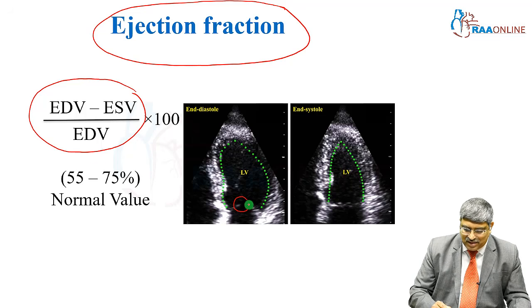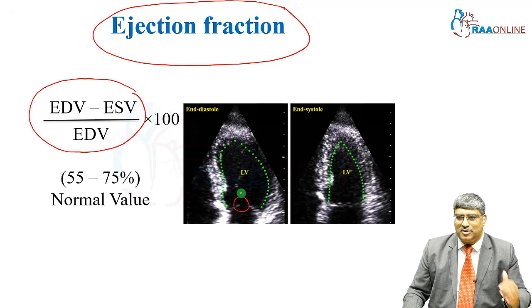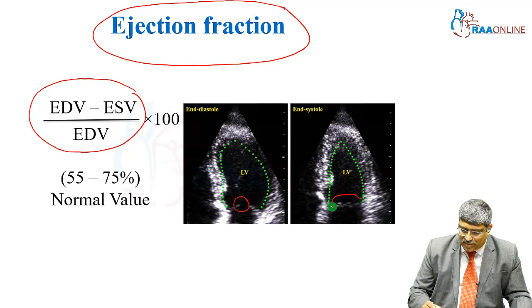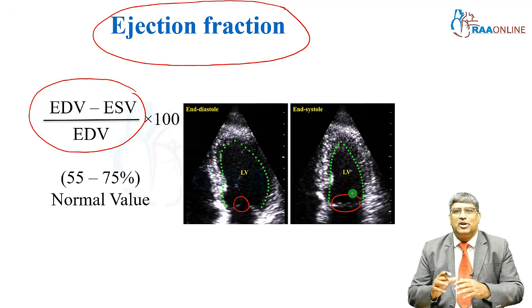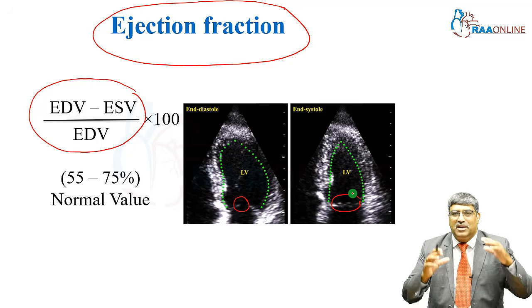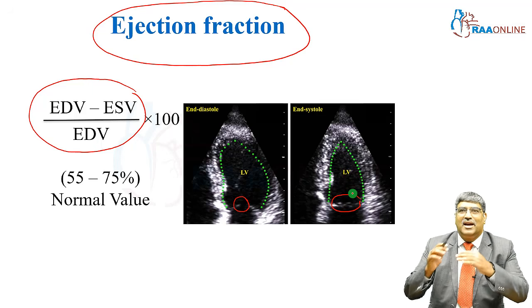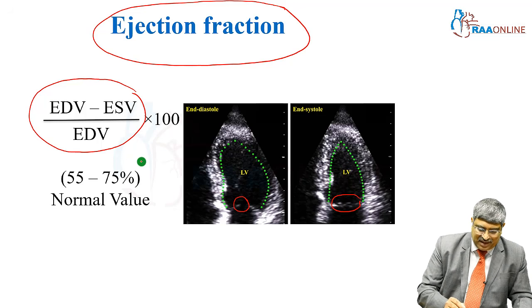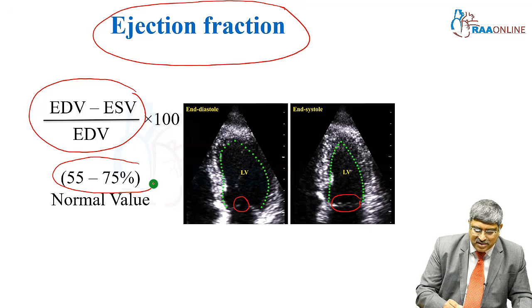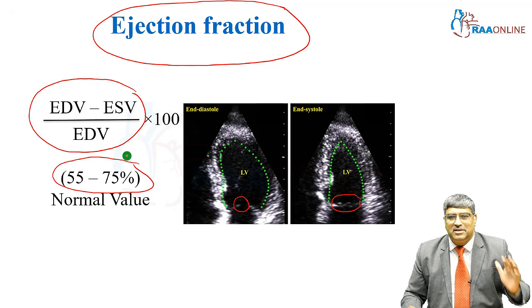The end diastole is nothing but where your mitral valve is open, and end systole is when your mitral valve is closed. You measure the volume by the Simpson method in end diastole and end systole and calculate the ejection fraction. The normal ejection fraction is around 55 to 75%.